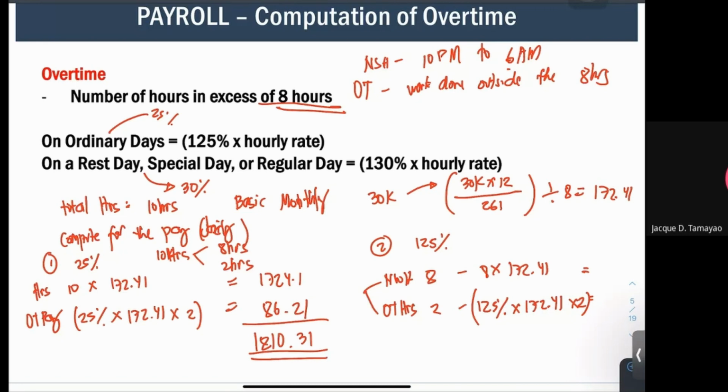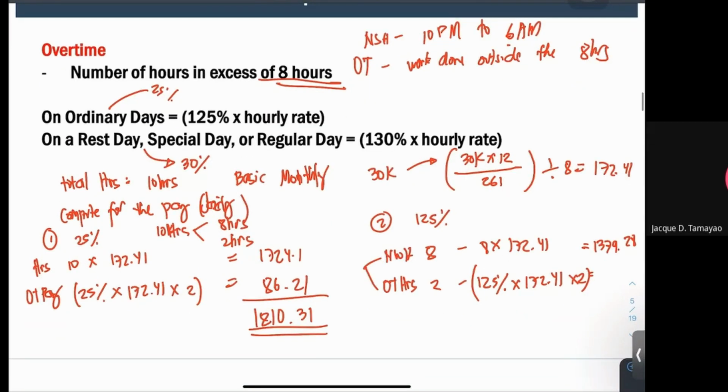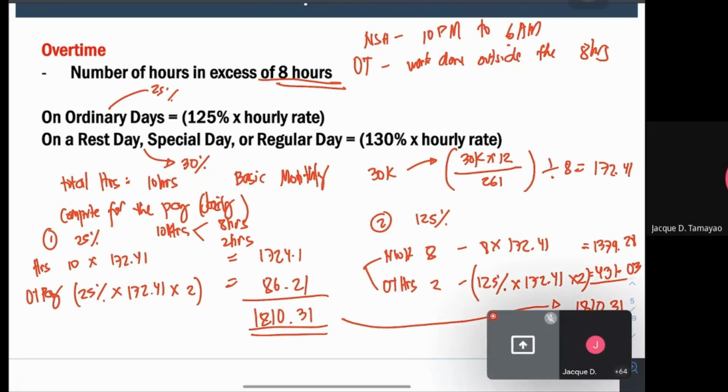We will get 1379.28. And for the next one, 172.41 times 125% times 2, we will get 431.03. If you total those amounts, you will still get 1810.31. So still the same.